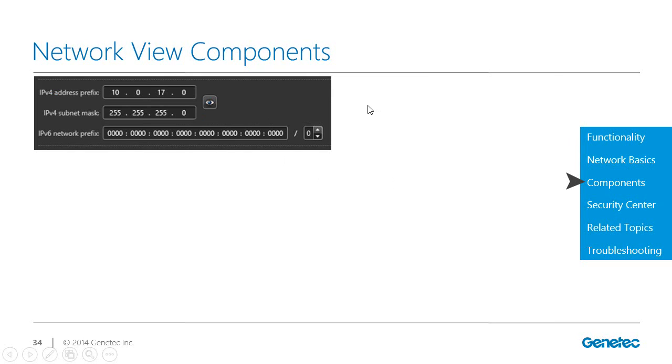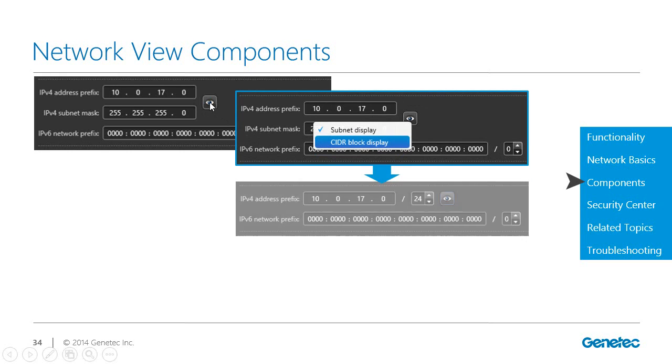The next step is to set the IPv4 address prefix and the subnet mask as well. Now, if you'd rather specify the number of leading bits to use as the subnet mask, hit the I icon right here, and you can specify the CIDR block display value after the address prefix. In this example here, we want to use the first 24 bits out of the 32-bit total of the mask, which is the same as if we had used the mask of 255.255.255.0.